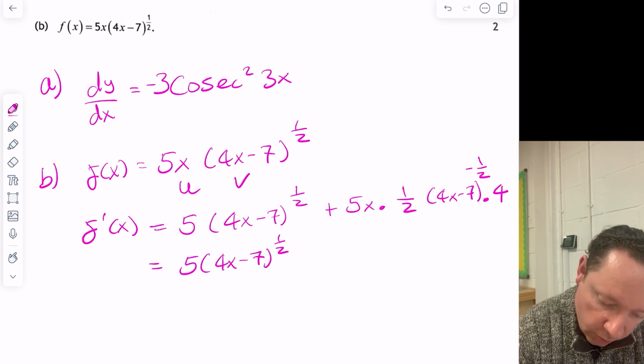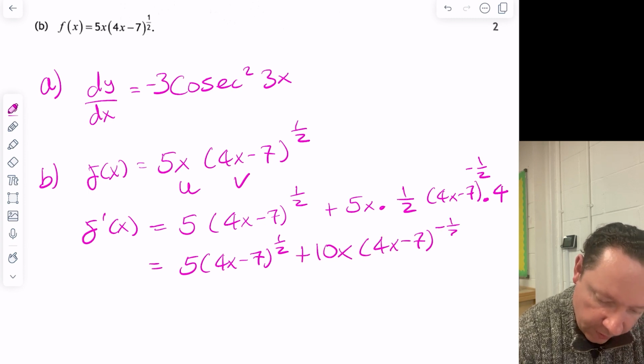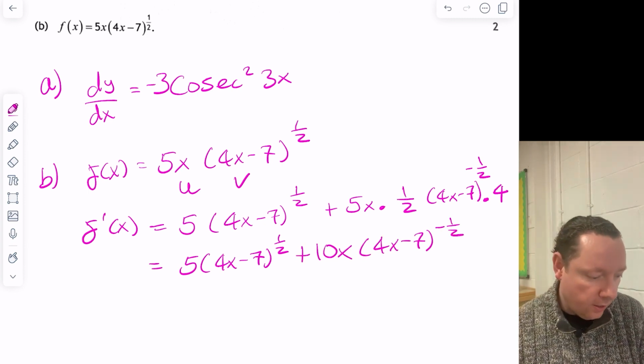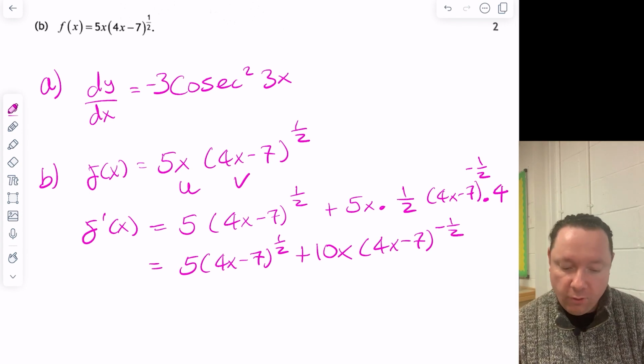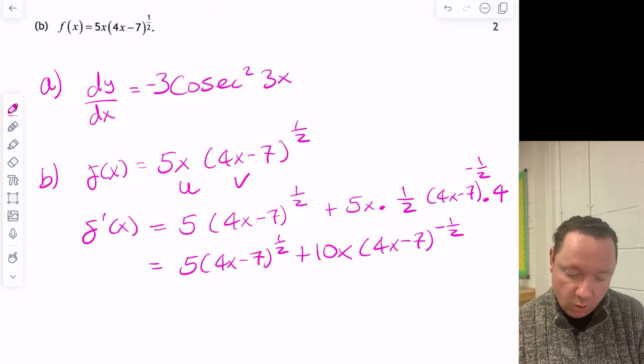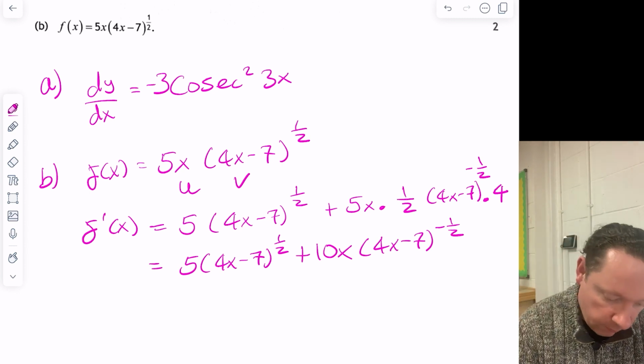Half of 4 is 2, 2 5s is 10, so 10x, 4x minus 7 to the minus a half. And I think you'll probably get your marks there. You could probably go one step further and take 5, 4x minus 7 to the half out as a common factor. But you can end up with a messy thing in the middle. I'll show you what I mean.